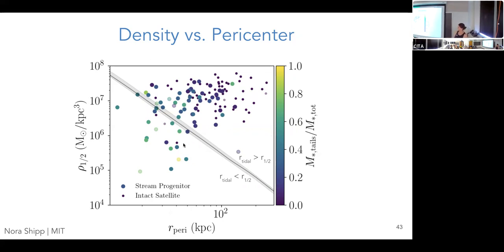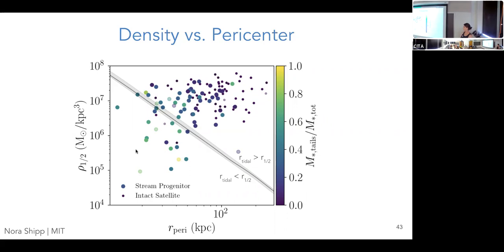So you would roughly expect systems on this side of the line to be disrupting and systems on this side to not be disrupting. And here I'm coloring the points by the fraction of stellar mass that's in their tidal tails. So yellow means a very large fraction is disrupted, although everything here still has some form of surviving progenitor. And purple means very little has been disrupted. The big circles are the ones classified as streams. The little circles are intact satellites. So you can see there is a trend here that you would expect.